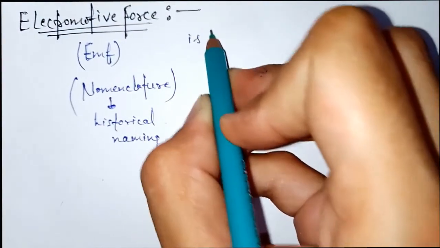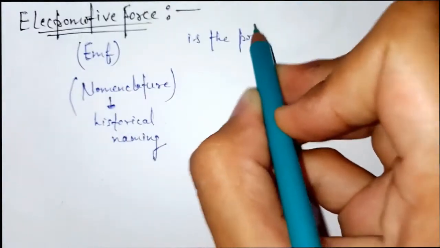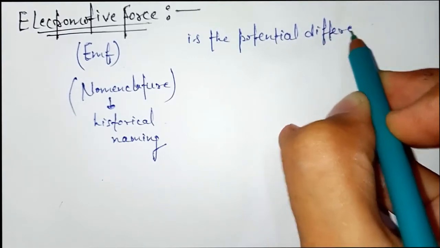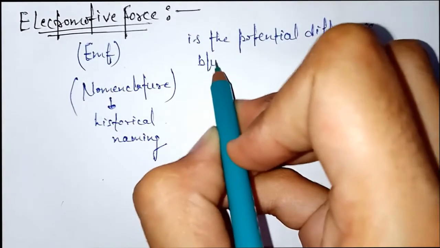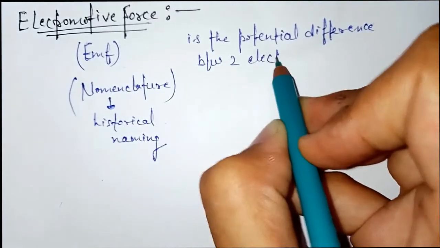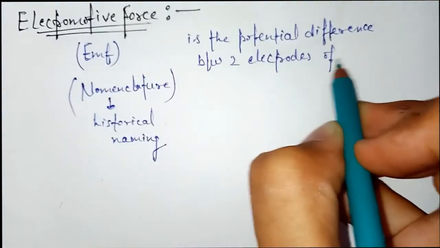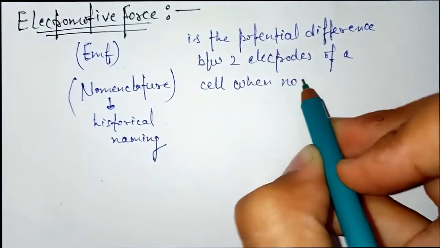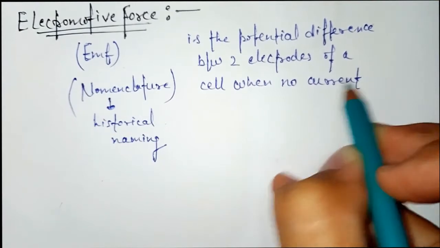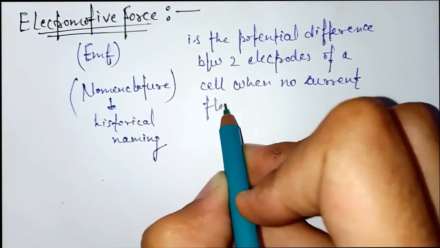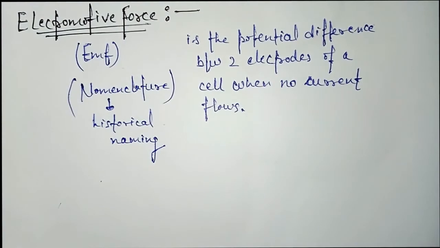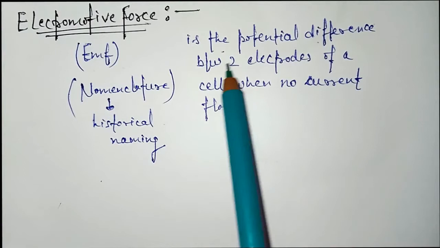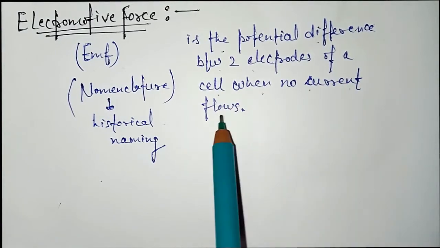So EMF is the potential difference between two electrodes of a cell when no current flows. That is to say, EMF is the potential difference between two electrodes of a cell when no current flows.